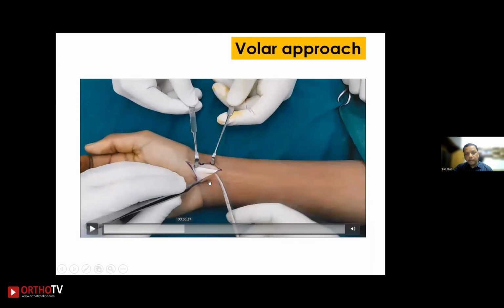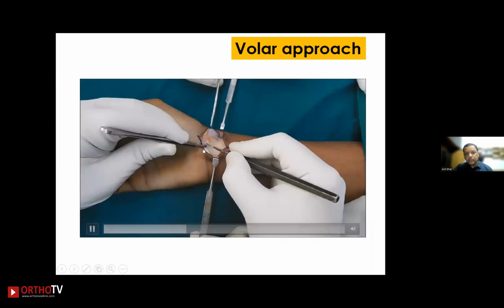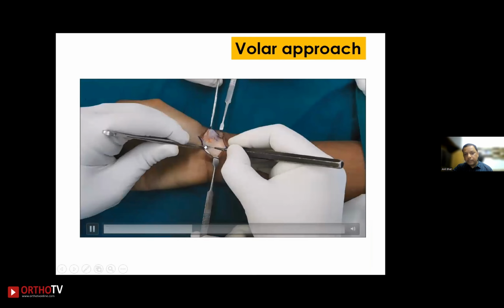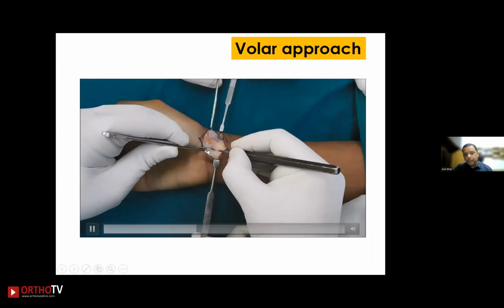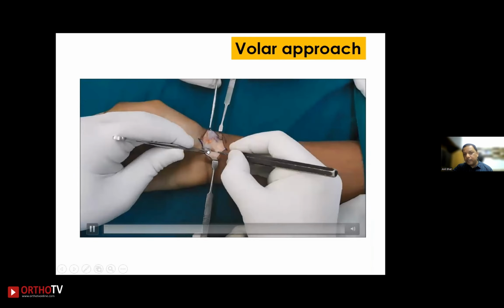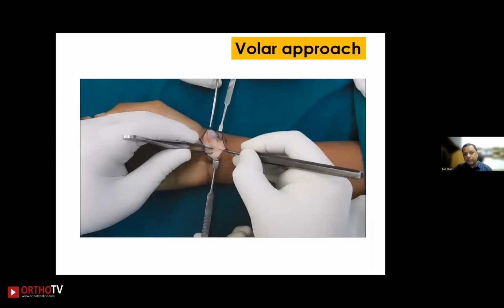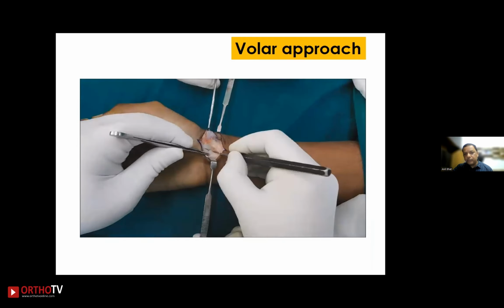So you drag the FCR here at this point and just cut through it. So there is a capsule here, make a single cut. There are different types of incision, there is a plastic, so many other things, but it's easy to suture. There's a straight incision here.